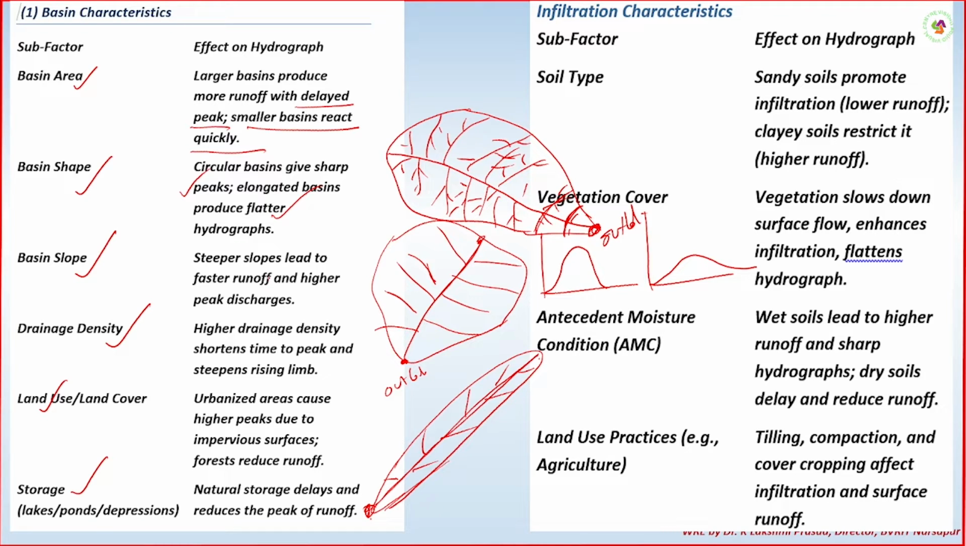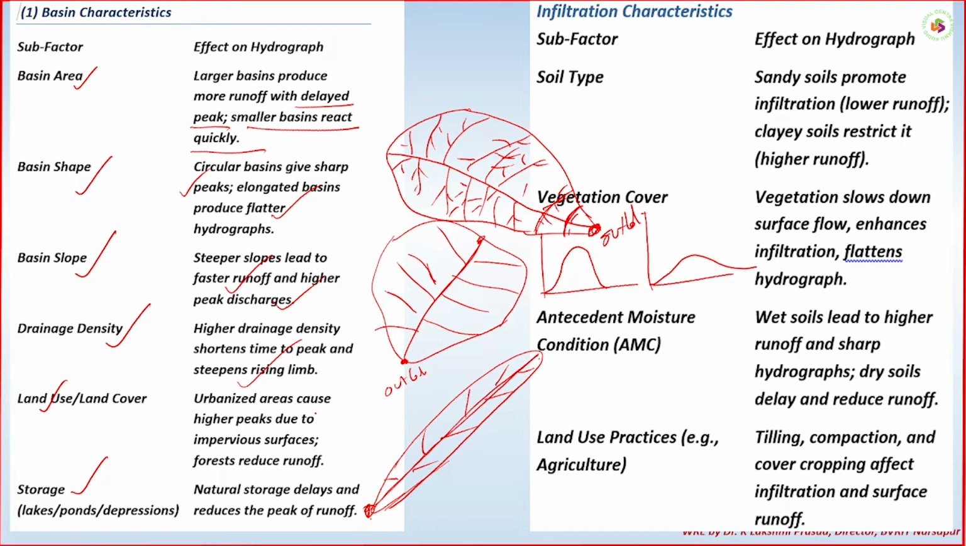Then basin slopes: steep slopes lead to faster runoff and higher discharges. And higher drainage density shortens the time to peak. Higher the drainage density means the greater the area covered by streams. So in that case, the rising limb will rise very fast.